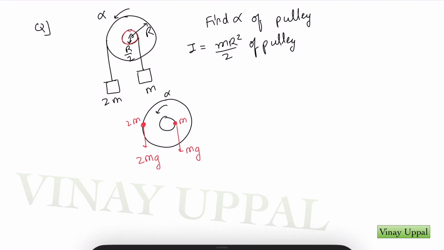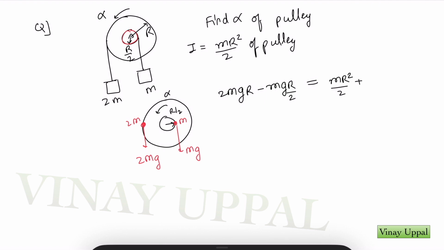So in the anti-clockwise sense, I can write 2mg times r about the hinge minus mg times r by 2. The distance of m is r by 2 from the hinge. So this is the net torque in the anti-clockwise sense, and it should be equal to I alpha. The moment of inertia for the pulley is given to us as mr square by 2.